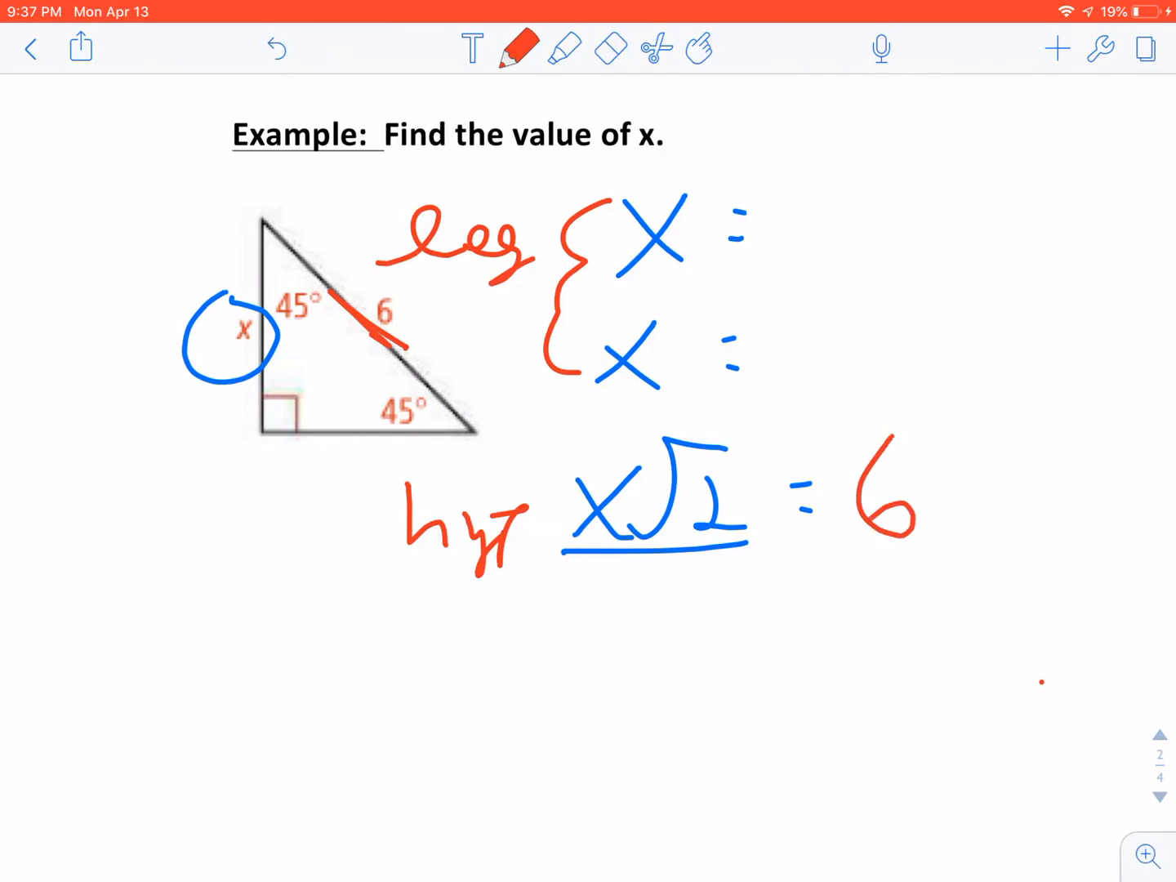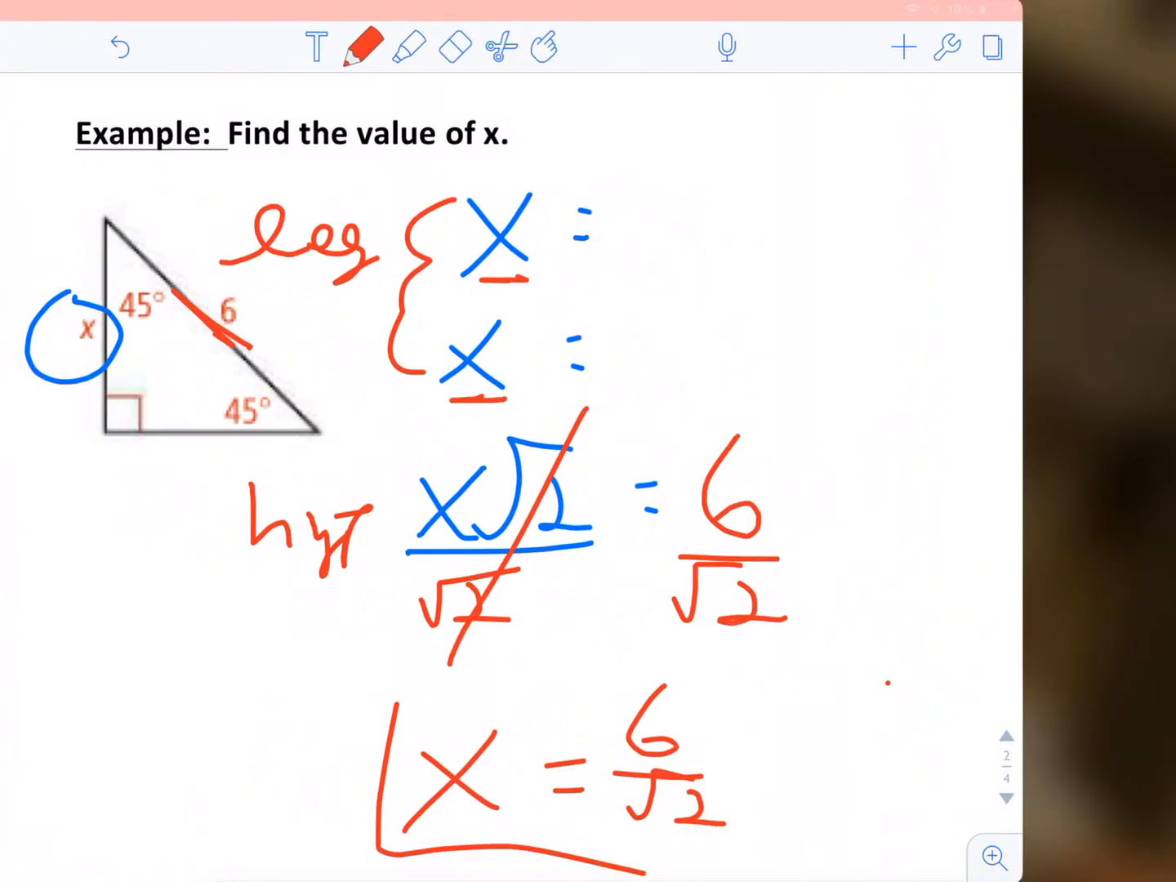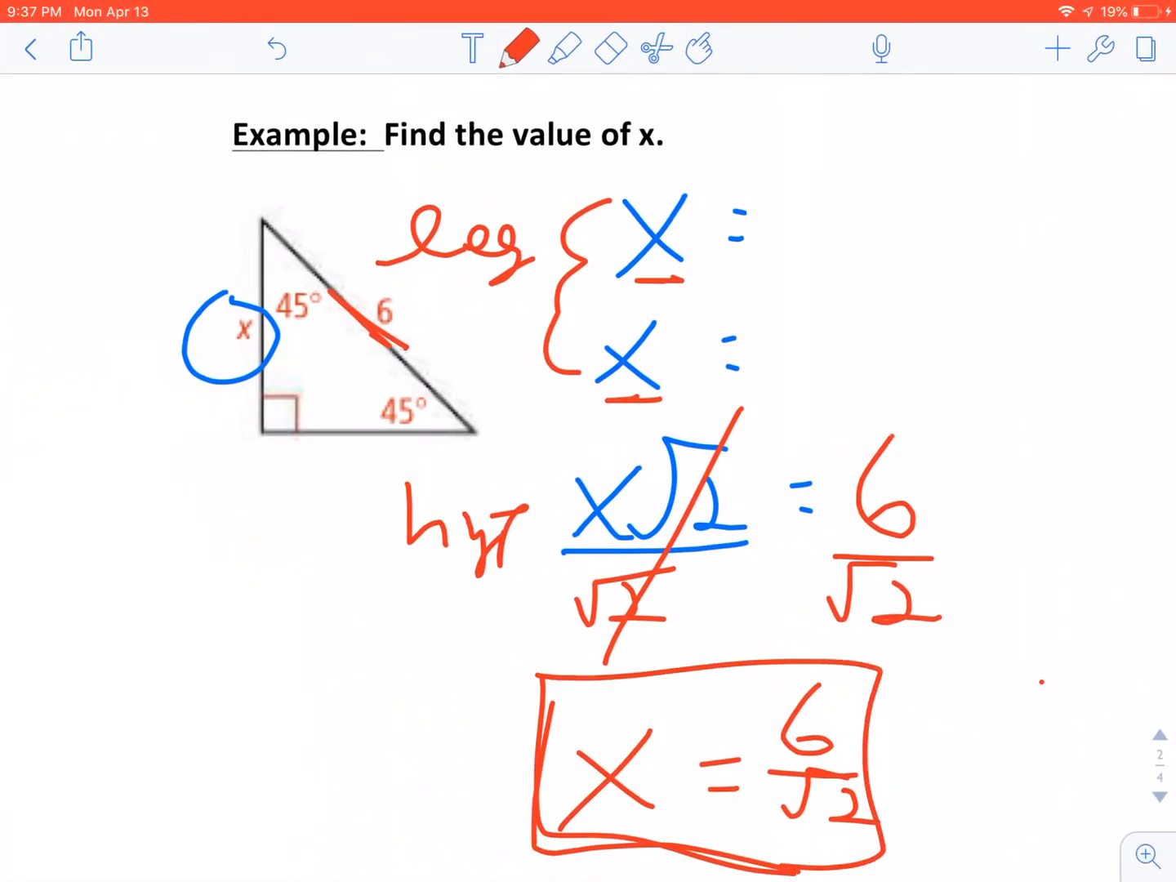I want to solve for x because these are solved for x. Well, I would have to divide both sides by radical 2. That clears that. And that leaves me with 6 over radical 2 for my answer.